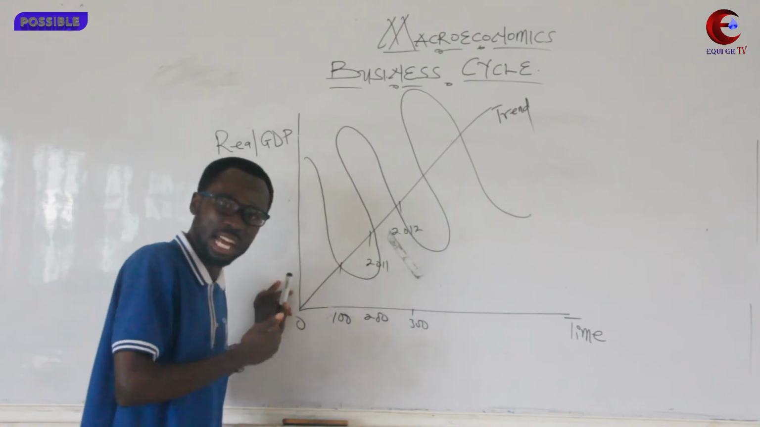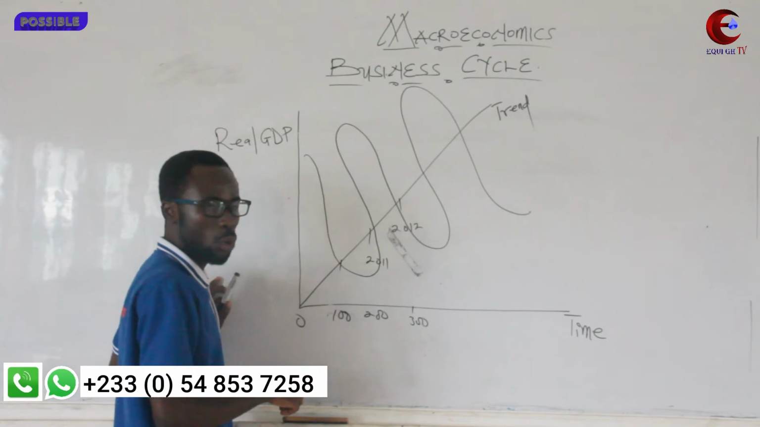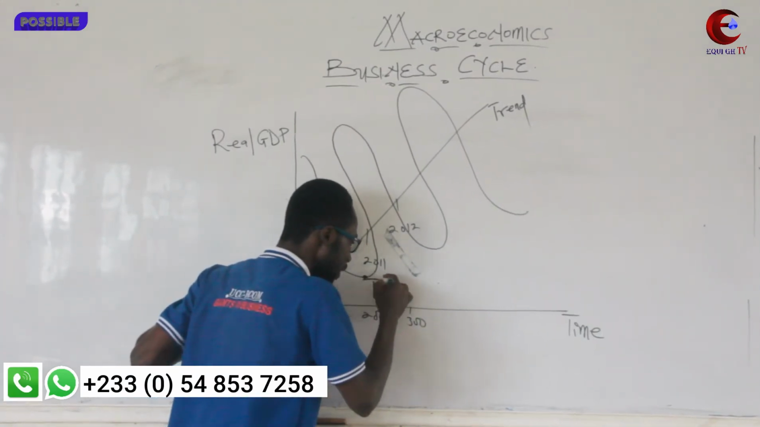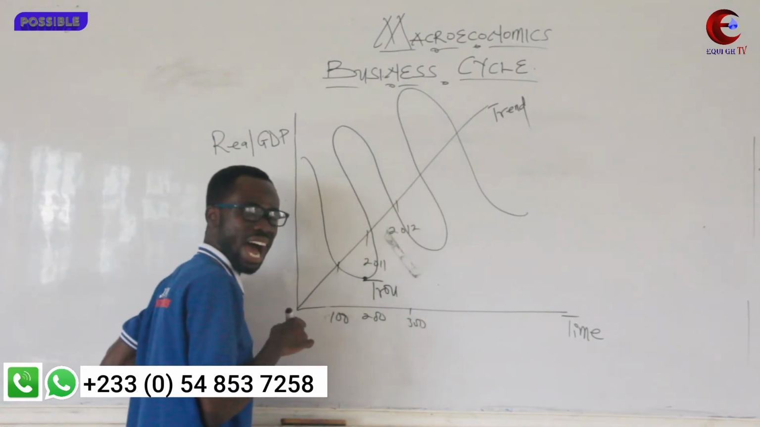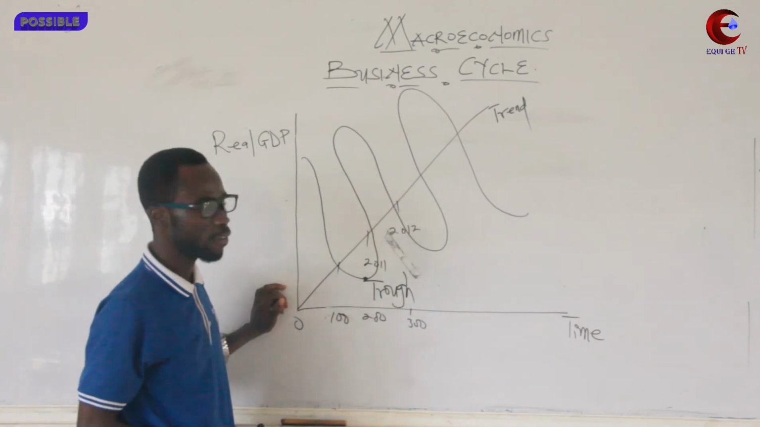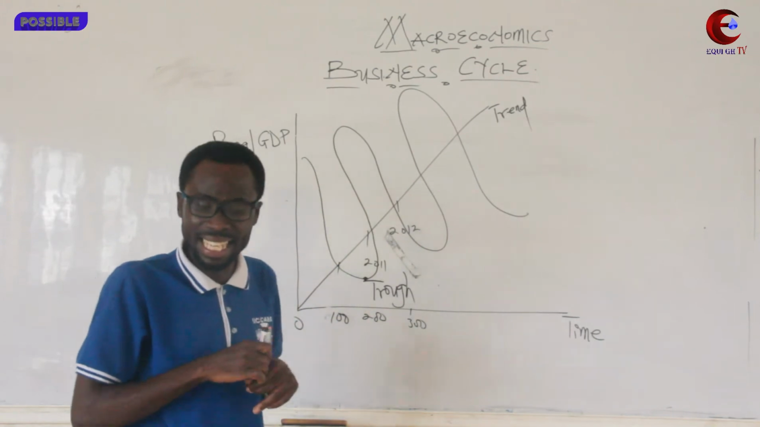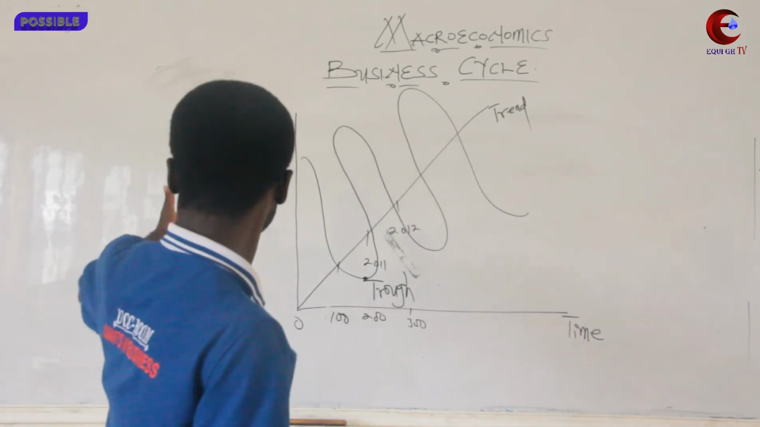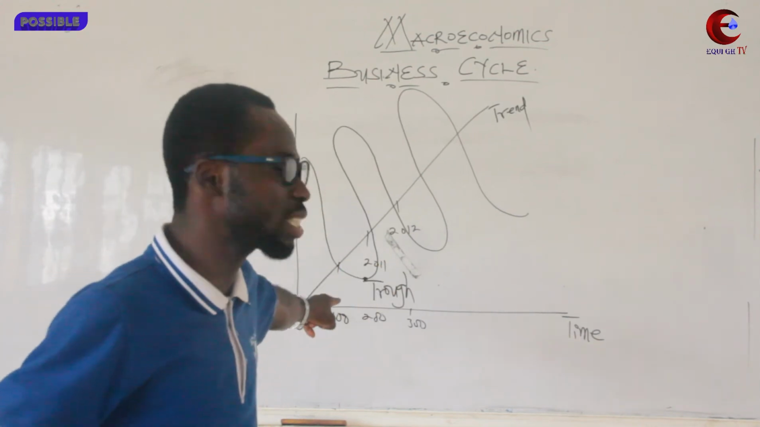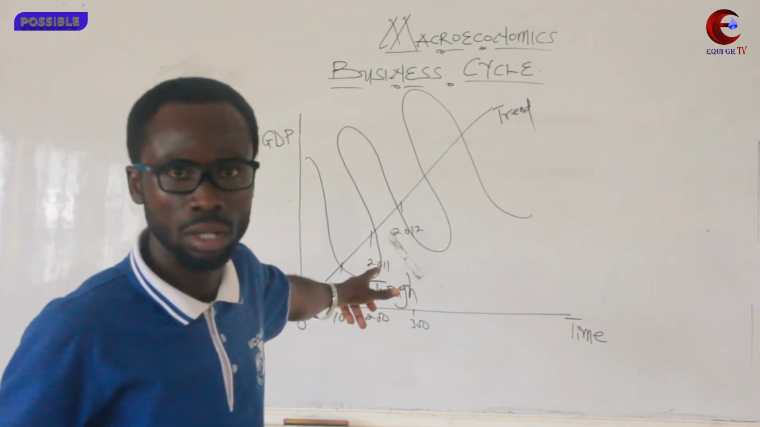It moves in this zigzag format because sometimes in the year you record a downturn. Here we call it the trough, T-R-O-U-G-H. Sometimes you record a trough in the economy. That means there is negative growth in the economy. The economy is not performing well at all. That is what is called a trough. It is the minimum point of the business cycle, right?